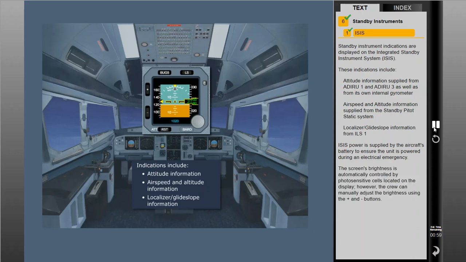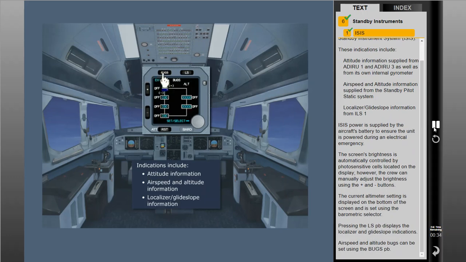The screen's brightness is automatically controlled by photosensitive cells located on the display. However, the crew can manually adjust the brightness using the plus and minus buttons. The current altimeter setting is displayed on the bottom of the screen and is set using the barometric selector. Pressing the ILS push button displays the localizer and glide slope indications.